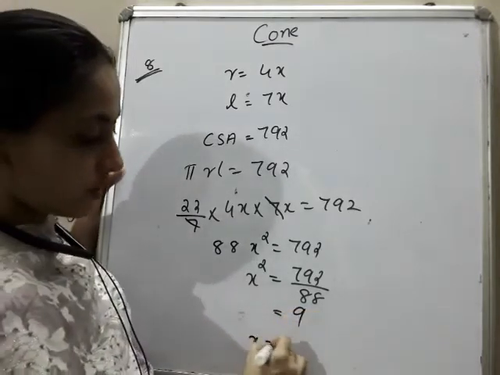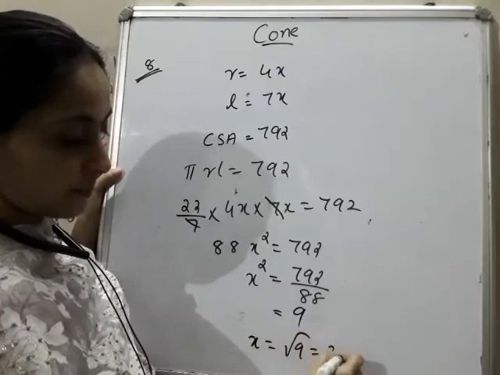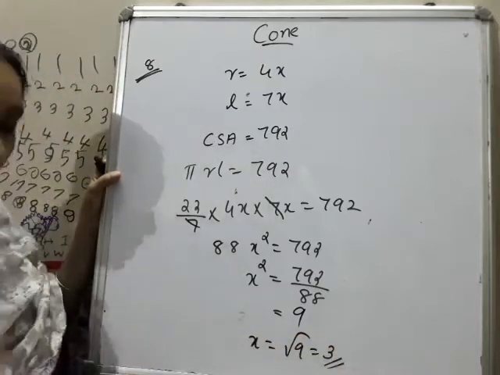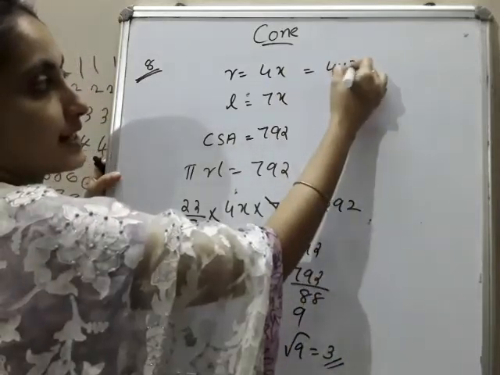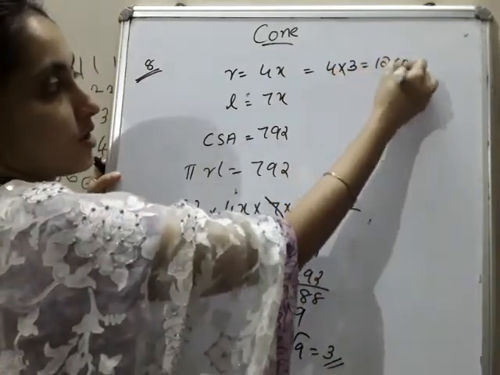So x will be equal to what? Root 9, that is equal to 3. But in our question, radius is what? Radius is 4x, is it? So 4 into 3, that is equal to 12 centimeter. That you already got. Okay.